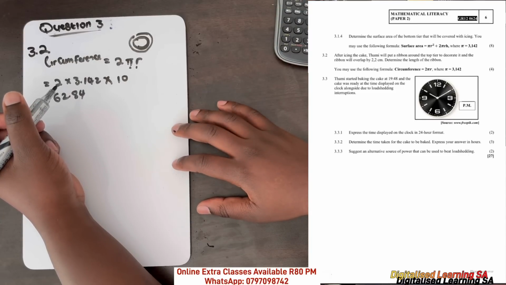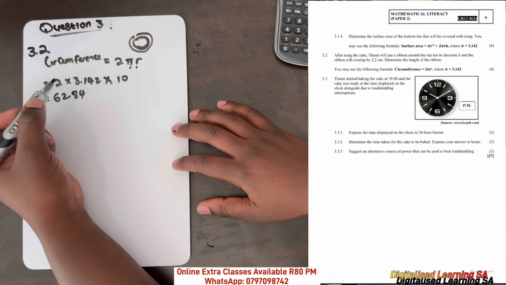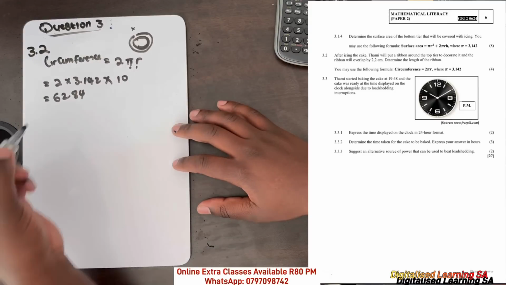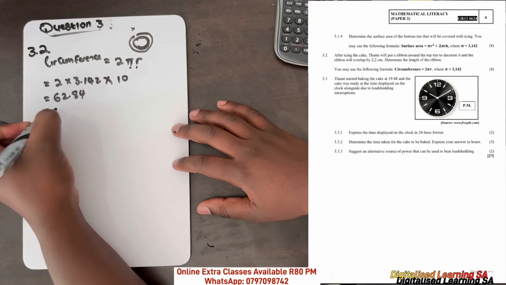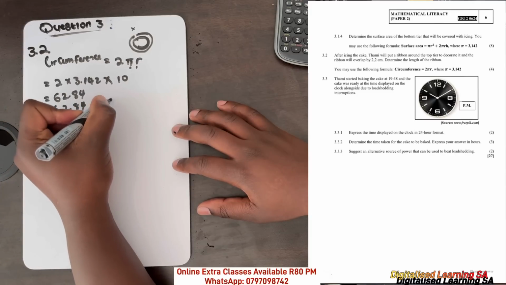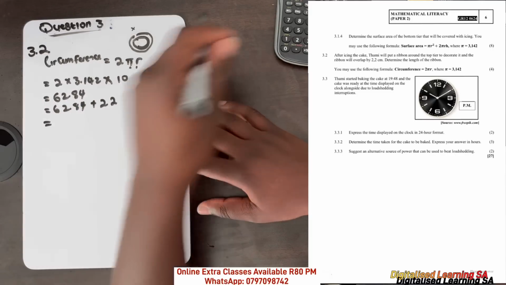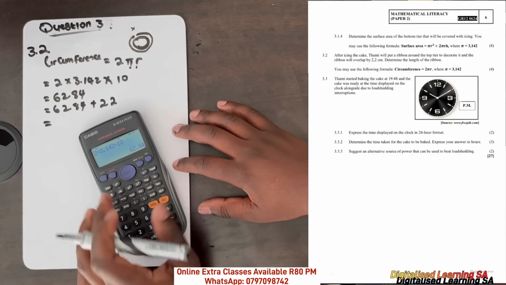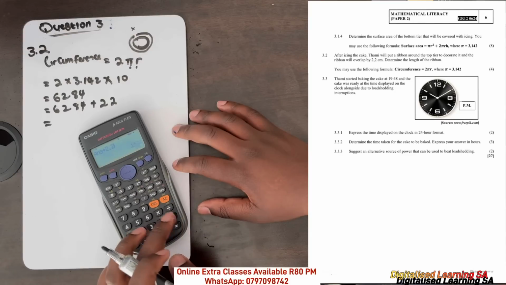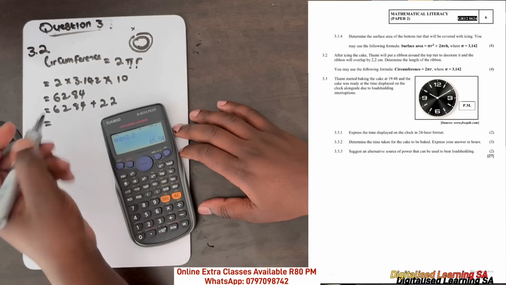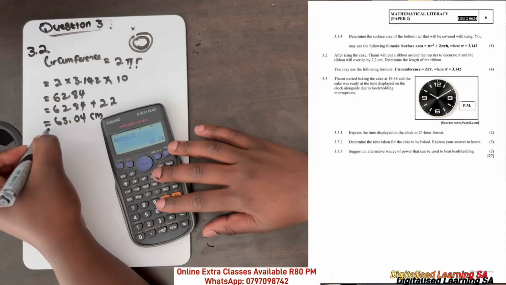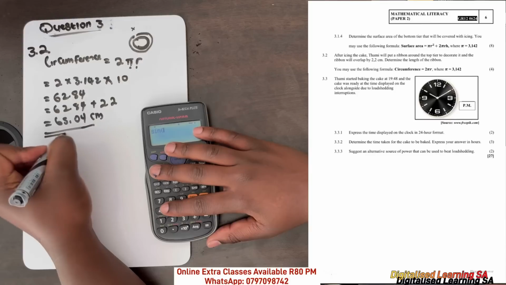And we are told that our ribbon overlapped by 2.2 centimeters, meaning that now we also need to account for the 2.2. So we'll say 62.84 plus 2.2. So our answer will be 65.04 centimeters.